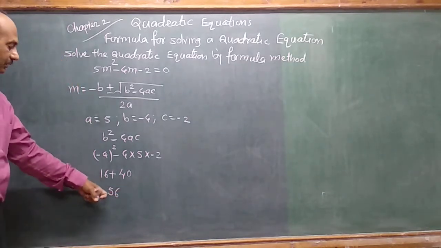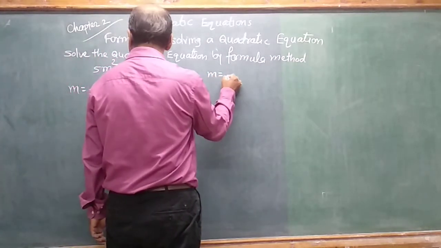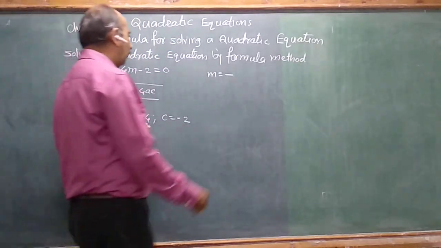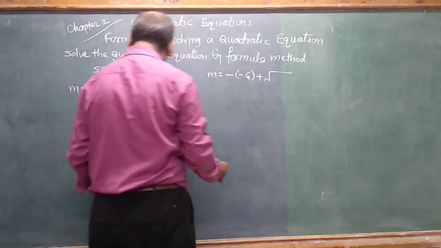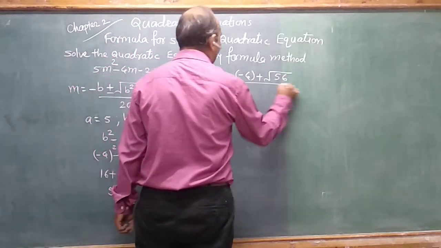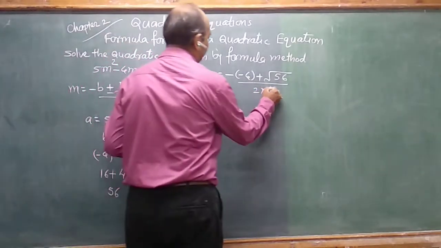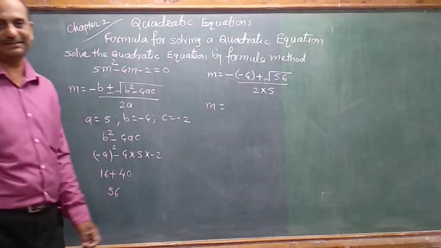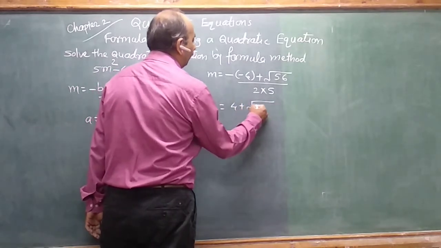Now substitute this value here. Therefore m is equal to minus b. The value of b is minus 4, so minus of minus 4, plus or minus square root of 56, upon 2a. The value of a is 5. And minus minus will become plus. So m is equal to 4 plus or minus square root of 56 upon 10.